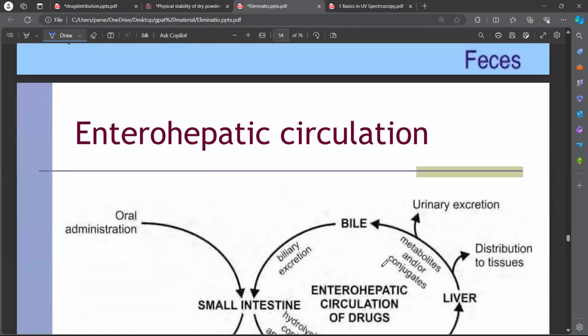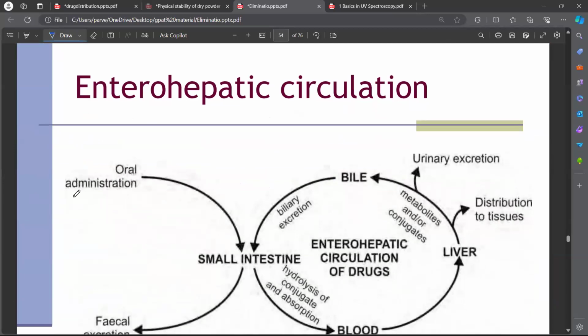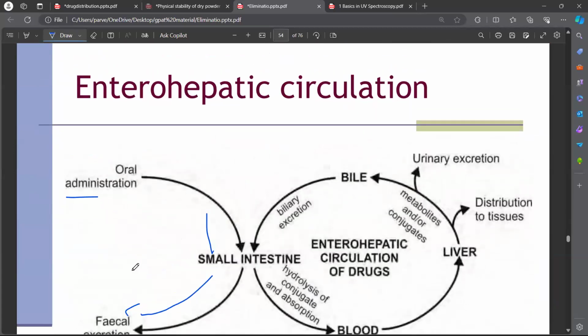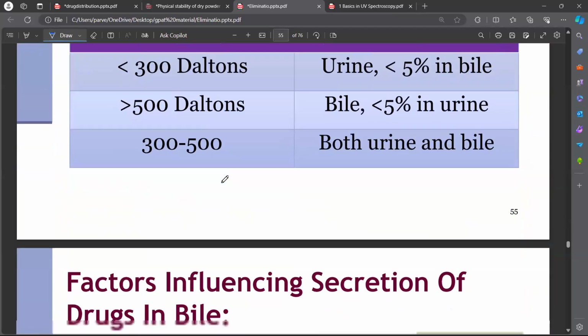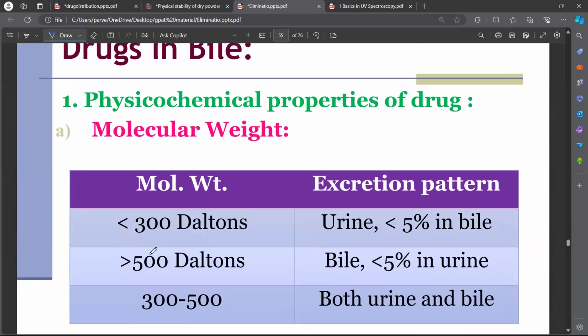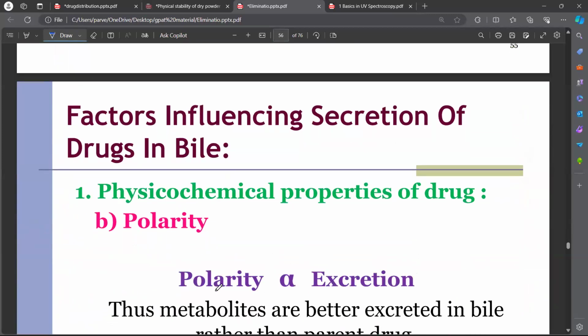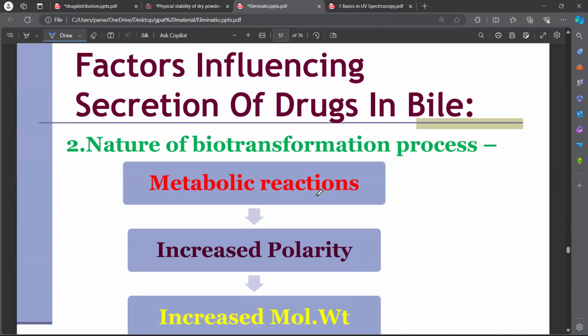So basically, this is the enterohepatic circulation. Here we have to remember, guys, oral administration, drugs enter in the small intestine. Some of the drugs can be eliminated to the fecal matter, and in the small intestine, hydrolyzed conjugates, etc. So these have been taught to you earlier, 300 to 500 Daltons. This is also mentioned that polarity is directly proportional to the excretion.